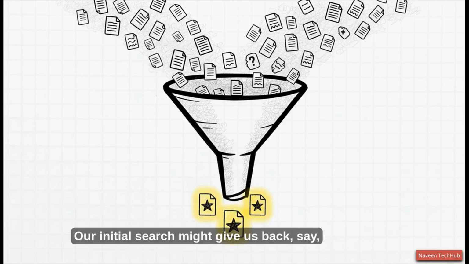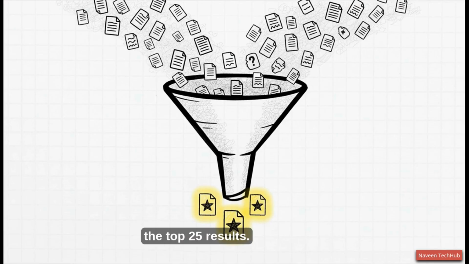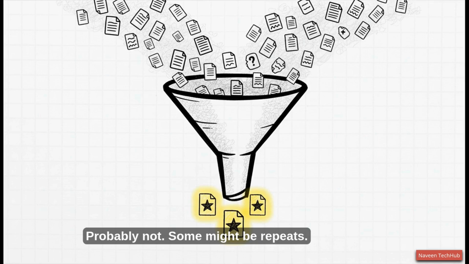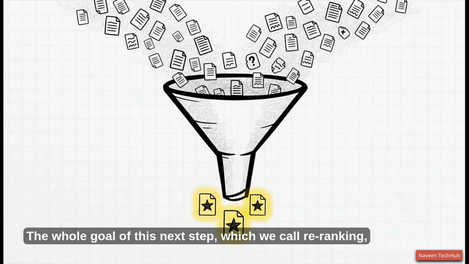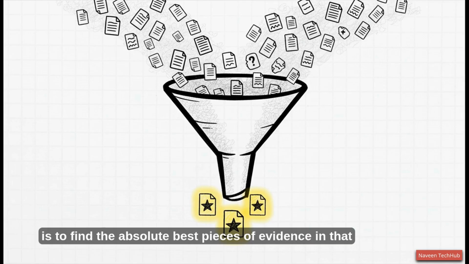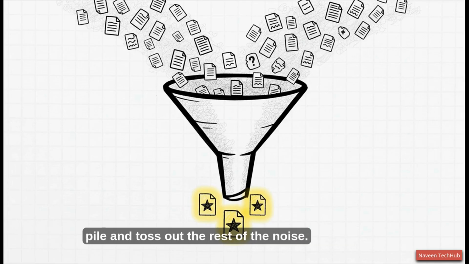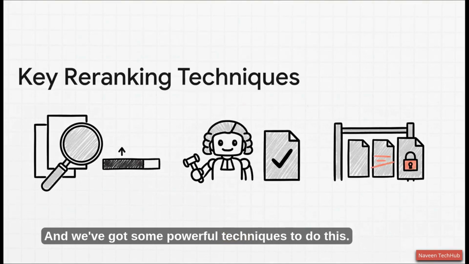Our initial search might give us back, say, the top 25 results. But are all 25 actually helpful? Probably not. Some might be repeats, some might be slightly off topic. The whole goal of this next step, which we call re-ranking, is to find the absolute best pieces of evidence in that pile and toss out the rest of the noise. And we've got some powerful techniques to do this.